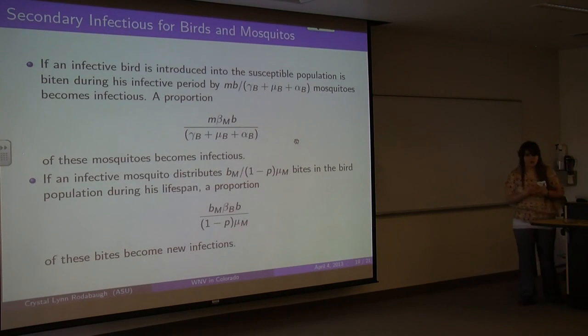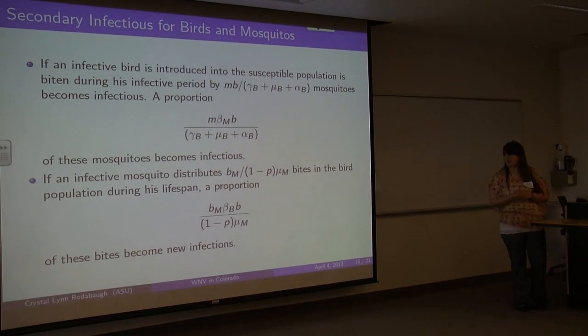So for my model, as I've said, I've looked at birds, and I've looked at two different species of birds. I'm looking at blue jays and American crows. They're very abundant in Colorado, but they're also susceptible to the disease.